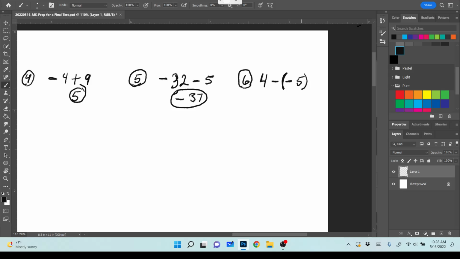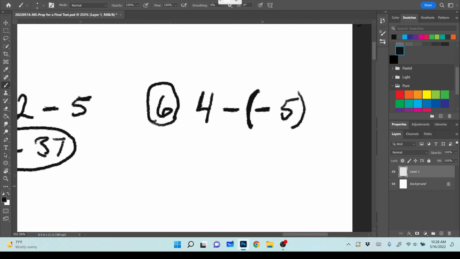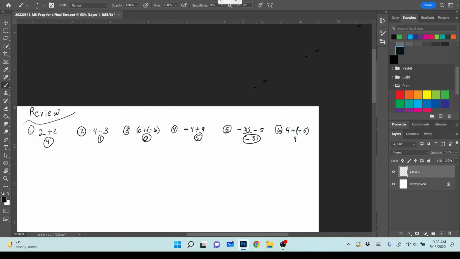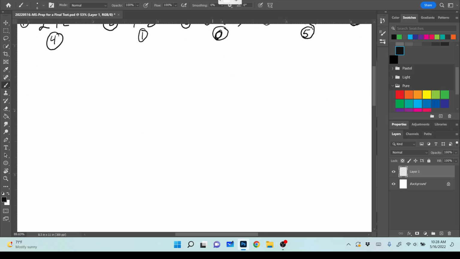What do we do when there's two negatives right next to each other? You use the ka-chink. Yeah, ka-chink, ka-chink. So that turns into 4 plus 5. What's 4 plus 5? It is 9. Positive 9. So you will have a section on this test that will look like that. The next section on the test will look like this.